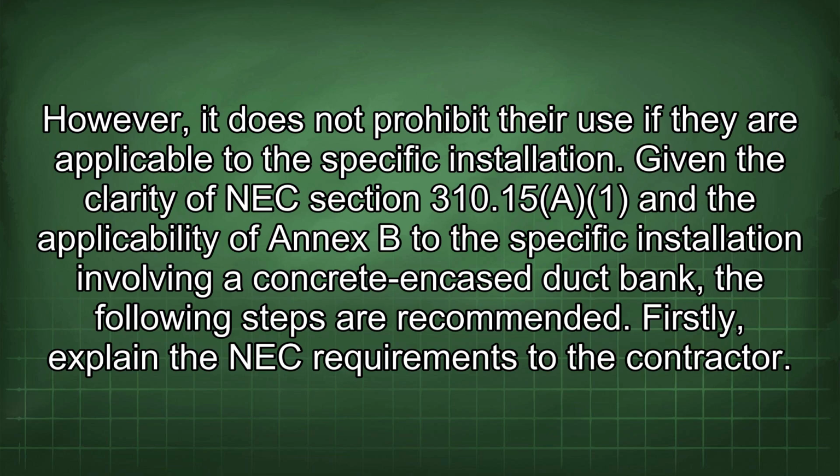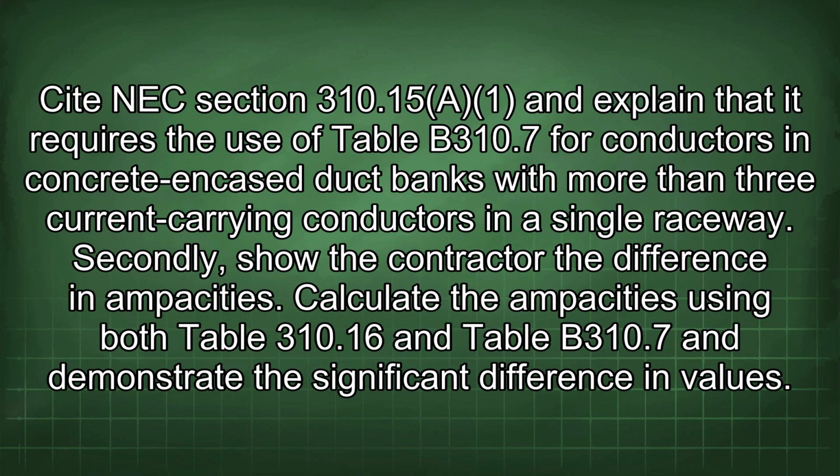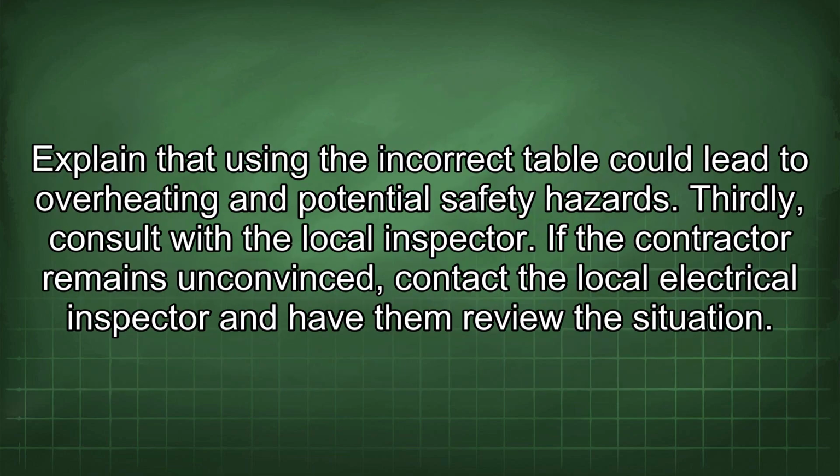recommended. Firstly, explain the NEC requirements to the contractor. Cite NEC Section 310.15(A) and explain that it requires the use of Table B310.7 for conductors in concrete-encased duct banks with more than 3 current carrying conductors in a single raceway. Secondly, show the contractor the difference in ampacities. Calculate the ampacities using both Table 310.16 and Table B310.7 and demonstrate the significant difference in values. Explain that using the incorrect table could lead to overheating and potential safety hazards.